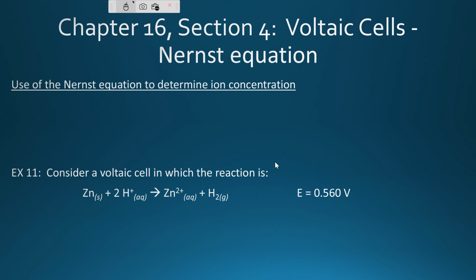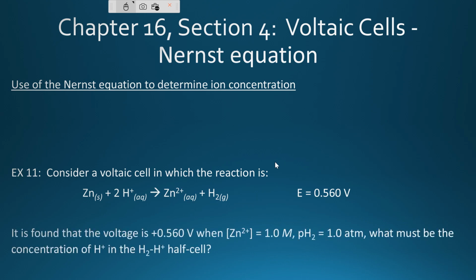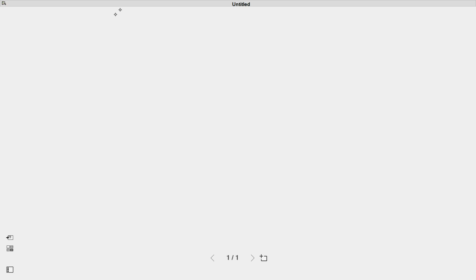If we have this reaction of zinc in there, and we found that my real life energy is going to be 0.560 volts. It's found that the voltage is 0.560 volts when we have a strength of my zinc ion, and the pressure of my hydrogen is going to end up being 1.0 atmospheres. What was the strength of that in the hydrogen to hydrogen ion half cell? Okay, so to do this type of problem, we want to do a couple of things. Now, first of all, we need to kind of work backwards with things.